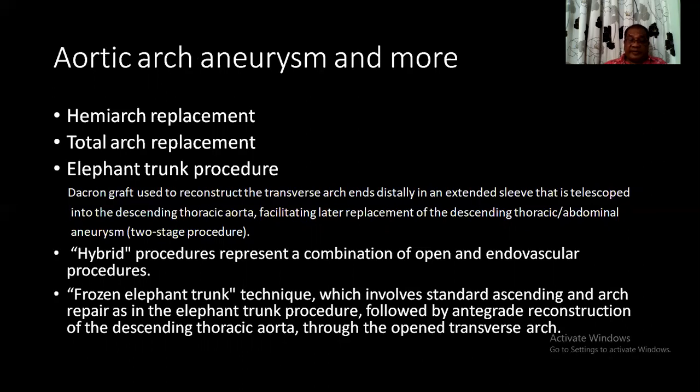Hybrid procedure represents a combination of open and endovascular procedure. Frozen elephant trunk technique involves standard ascending and arch repair, as in the elephant trunk procedure, followed by antegrade reconstruction of the descending thoracic aorta through the open transverse arch.